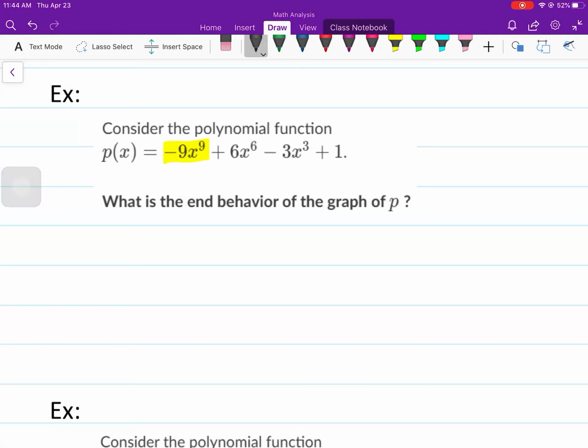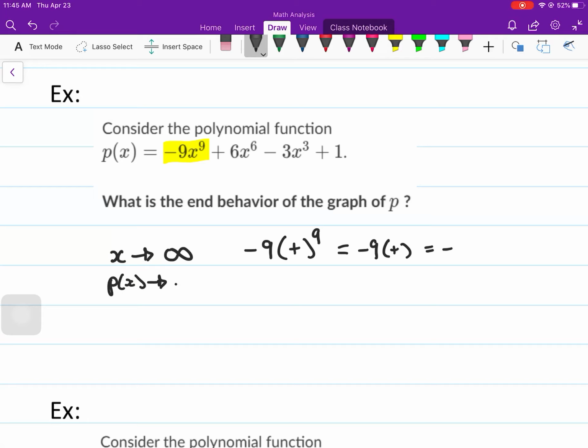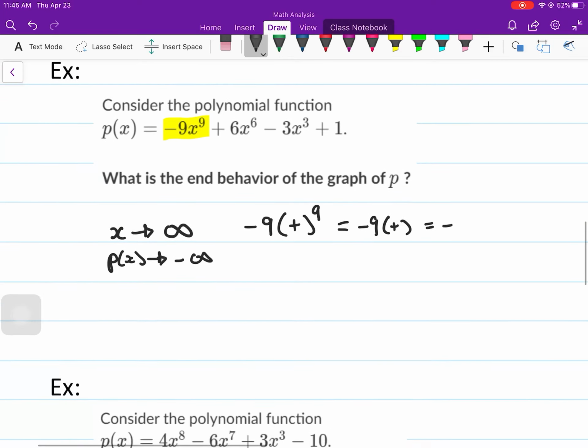So if we want to figure out what our function's doing as x approaches positive infinity, what we're going to do is plug in a large positive number. What would happen if you took negative 9 and you plugged in a large positive number? What would be the sign? So positive to the 9th, isn't that just still positive? And then negative 9 times a positive is going to be negative. So as x goes to positive infinity, p of x is going to negative infinity.